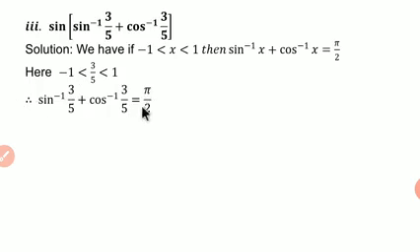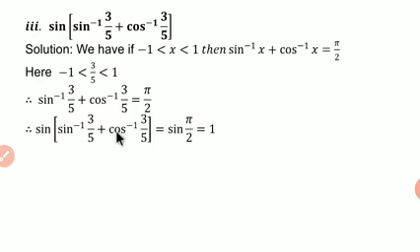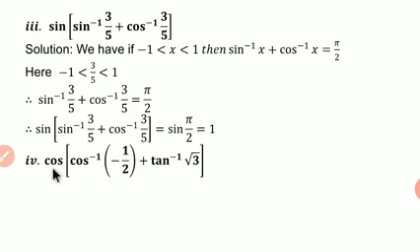Now using this value, we get sin of sin inverse 3 by 5 plus cos inverse 3 by 5 is equal to sin pi by 2. And sin pi by 2 is 1. And so the value of the given function is 1. Now see the next example, number 4: cos of cos inverse of minus 1 by 2 plus tan inverse of root 3.